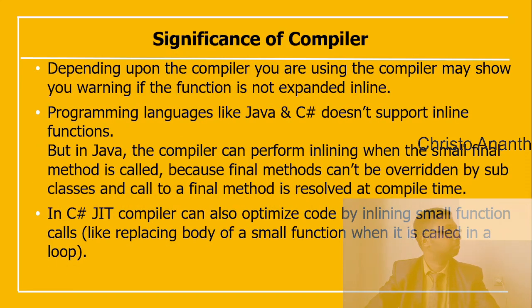This is the significance of the compiler. Depending upon the compiler you are using, it can give you a warning if the function is not expanded inline. In Java or C#, we do not have inline functions. But in Java, the compiler can perform inlining when a small final method is called, because final methods cannot be overridden by subclasses, and the call to a final method is resolved at compile time. In C# we have the JIT compiler, which can also optimize the code by inlining small function calls, replacing the body of the small function where it is called, for example in a particular loop.